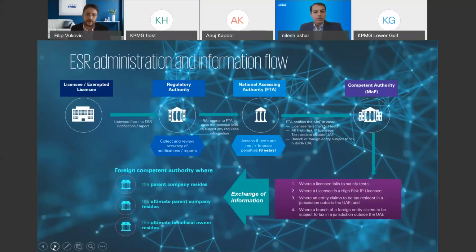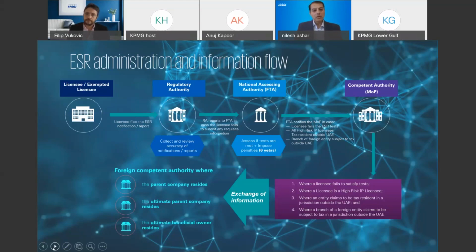Sure, Philip. So I think the big change between the old and the new regulations is the inclusion of the FTA in the overall scheme of things. Under the old regulations, it was the regulatory authorities, which was the Ministry of Economy for mainland or the relevant free zone authorities, that had the responsibility not just to collect the notification and the report, but also to conduct the assessments of the substance tests. If you look at substance as a concept, it's essentially the tax authorities who are the right administration to be evaluating and assessing substance.